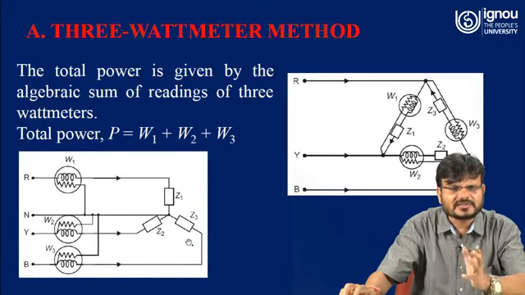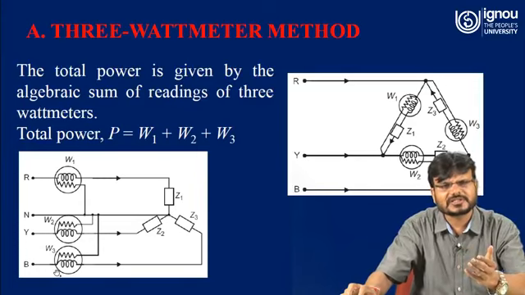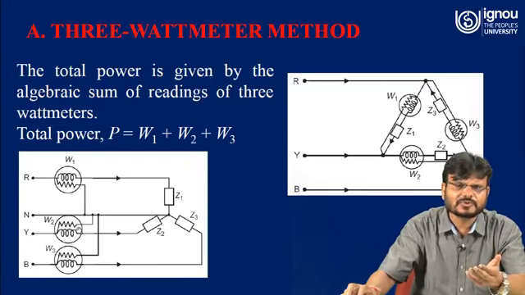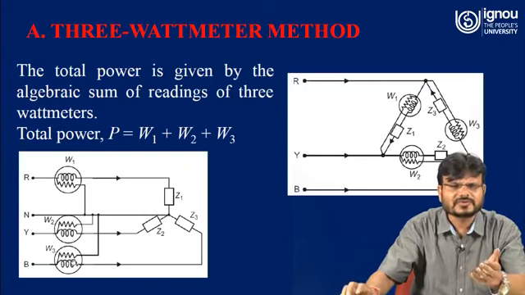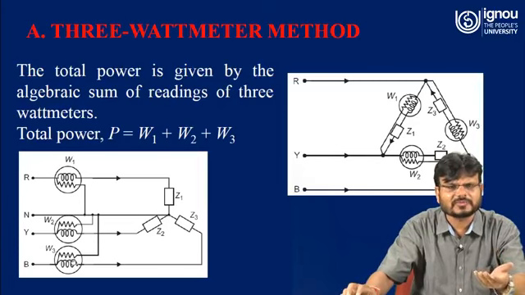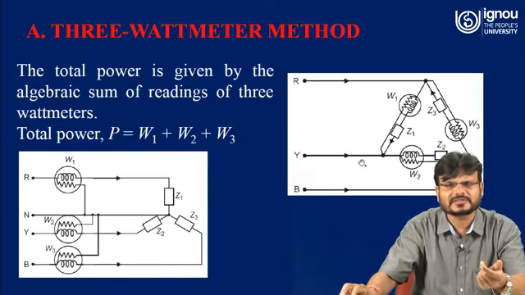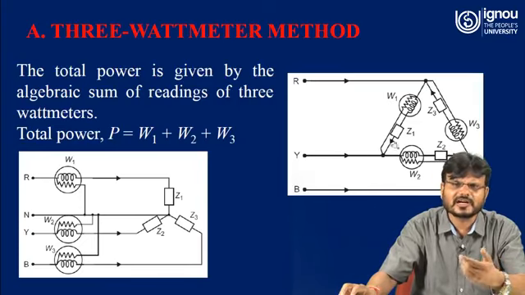And here you can see these 3 wattmeters are connected. One is W1, another is W2 and the third one is W3. You just have to measure the readings of all 3 phases, that means W1, W2 and W3, and take the algebraic sum of these 3 wattmeters, then you can measure the power of the 3 phase system. Similarly, it can be measured in the case of the delta connection. Here you can see in the diagram how the wattmeters are connected.